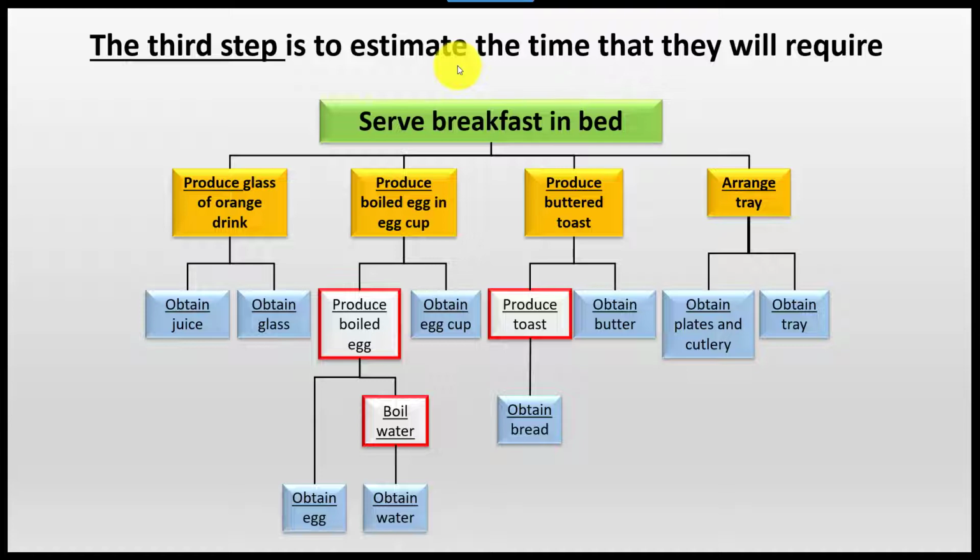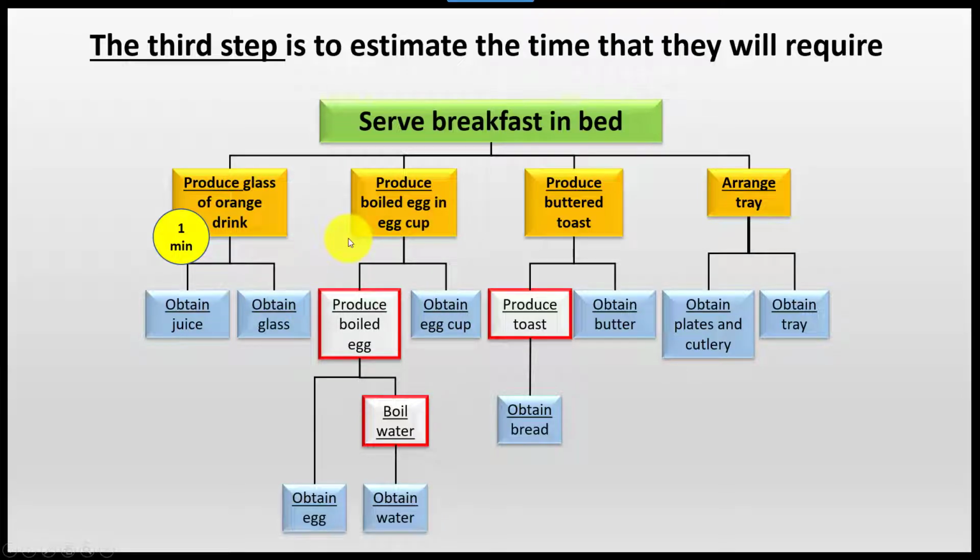So we're going to estimate how long it takes to produce a glass of orange, produce a boiled egg, produce buttered toast, and arrange a tray. And it's not that difficult. It's just an estimation. For instance, I just came out with a number, a figure, 1 minute to produce a glass of orange. I think it's fair enough. You know? In 1 minute, you can get the juice and put it inside of a glass.